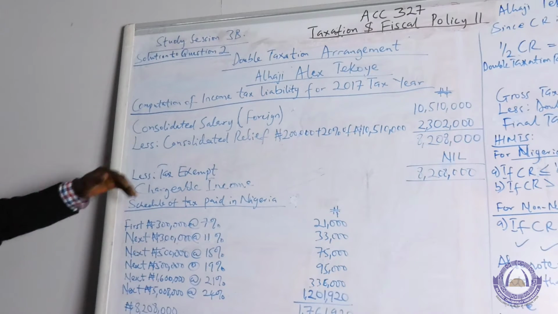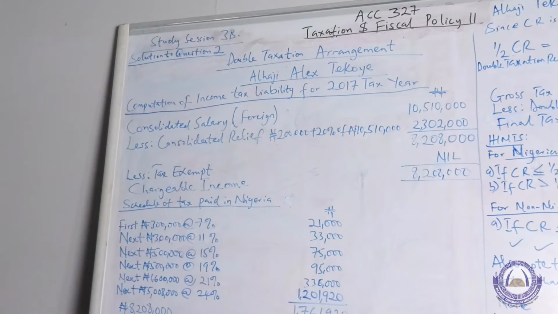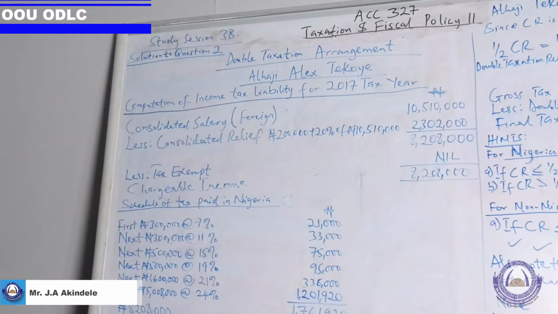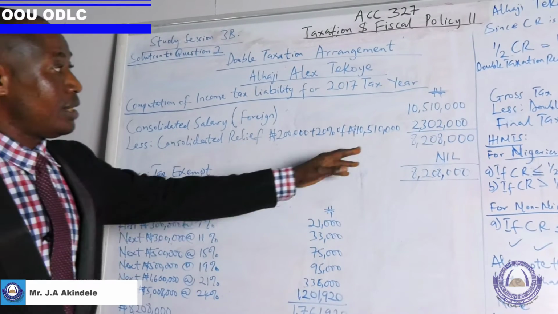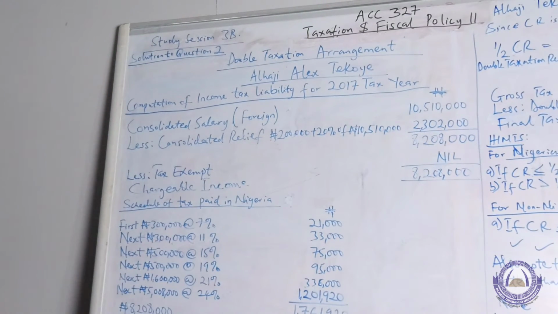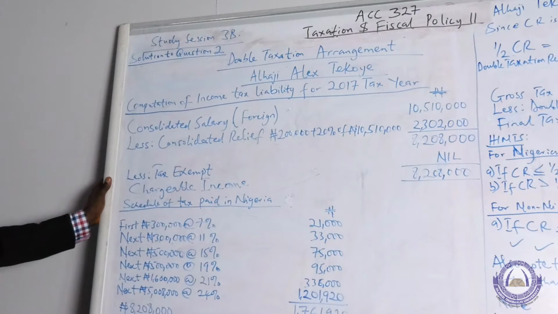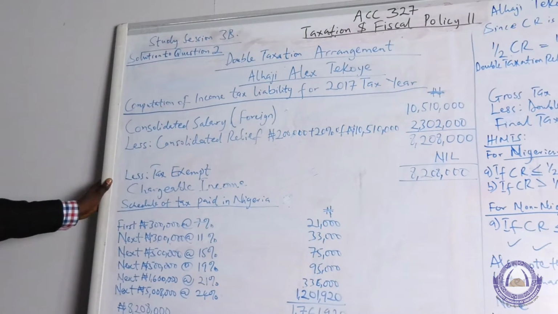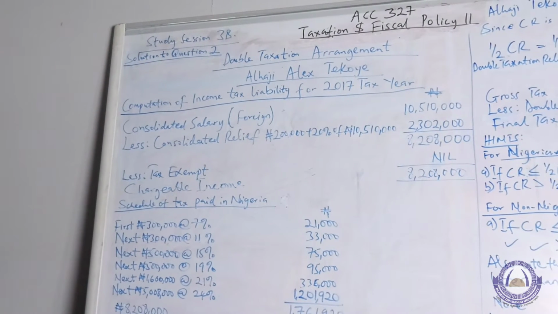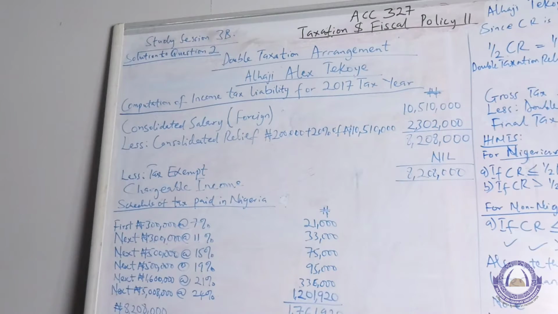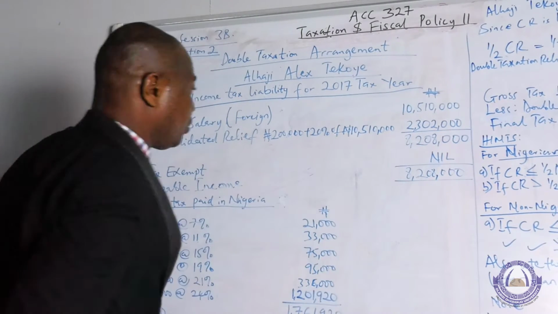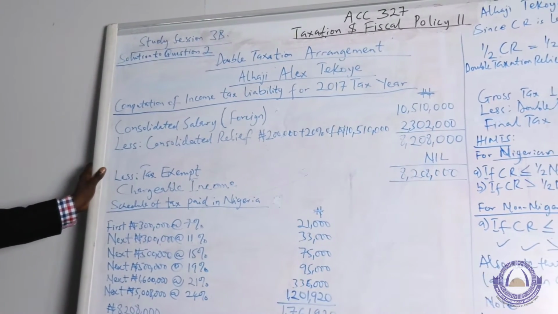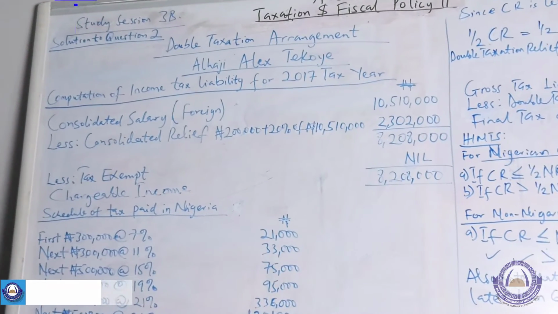Next, we deduct the consolidated tax relief. This is 200,000 plus 20% of the consolidated salary, which is 10,510,000 naira. So the total figure is 2,302,000 naira. If we take that out of 10,510,000 naira, that will give us 8,208,000 naira. The next thing is to subtract the tax exemption. There is no tax that was exempted for Alhaji Tekoye, so that was nil. So we still have the same figure, which is 8,208,000 naira.